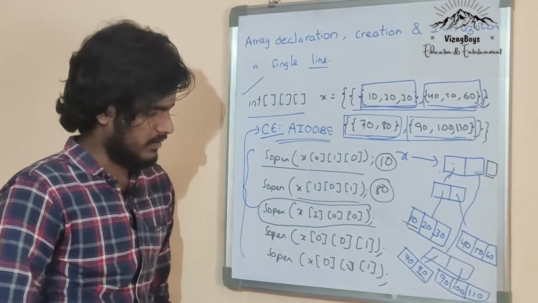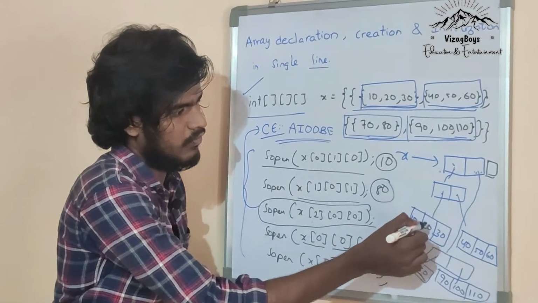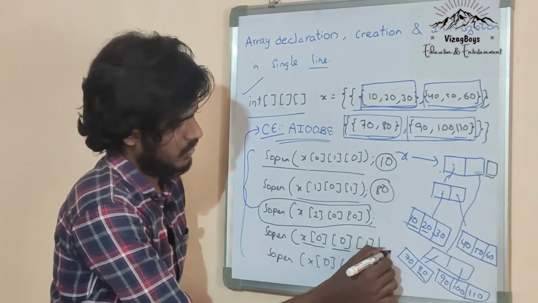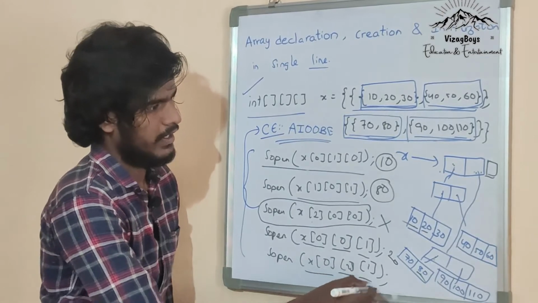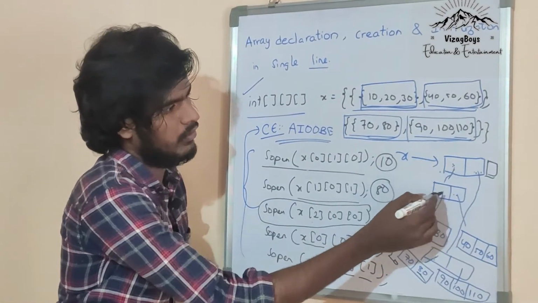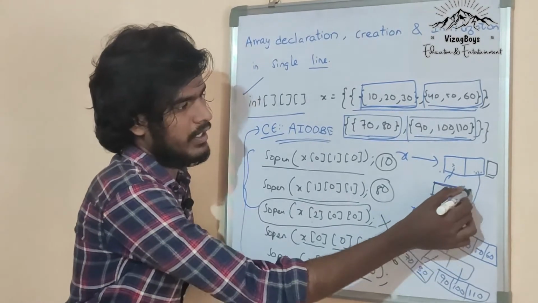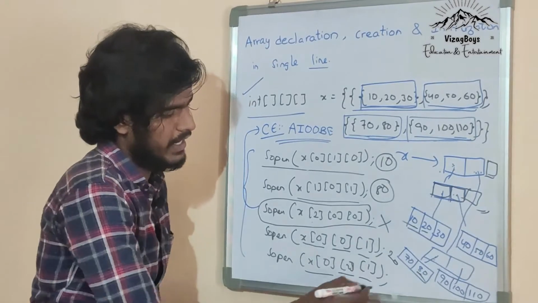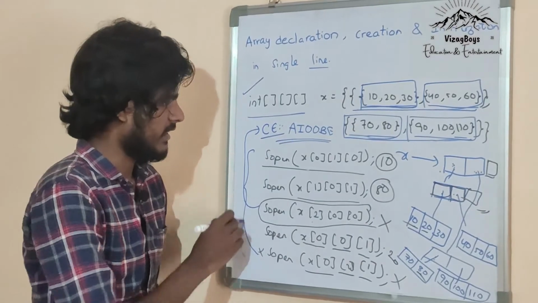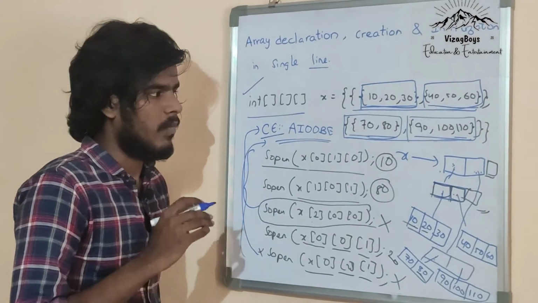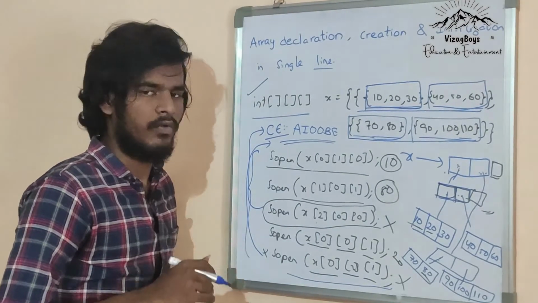Okay, the next one: x of 0 of 0 of 1. What is the value? 20. Okay, here x of 0 of 2 of 1. Here is x of 0 of 0, it is x of 0 of 1, x of 0 of 2 is not there. So here we will get an error saying array index out of bound exception.